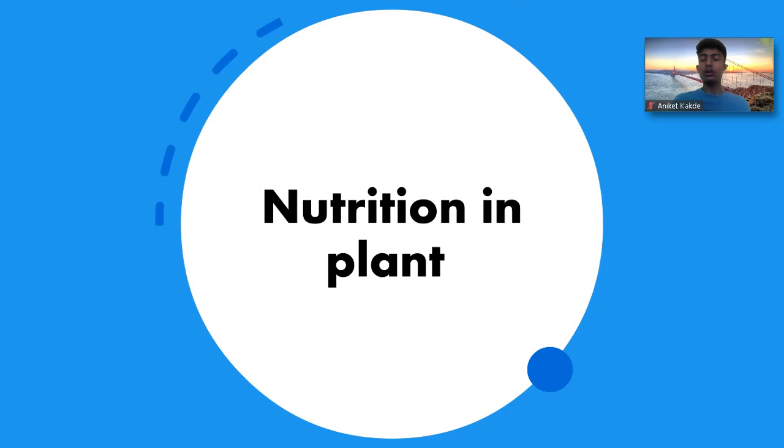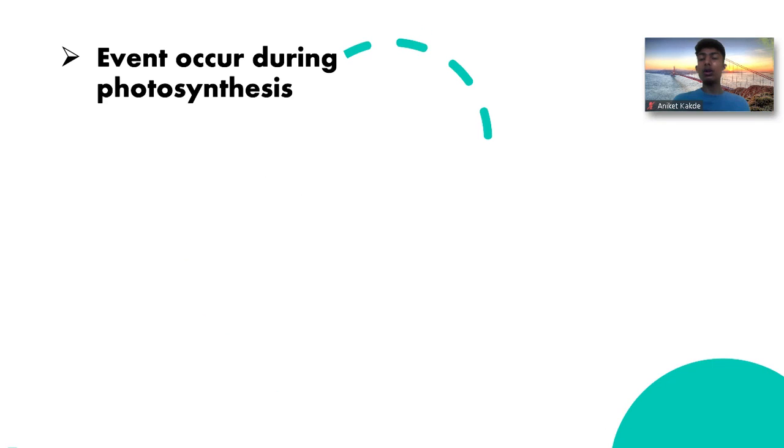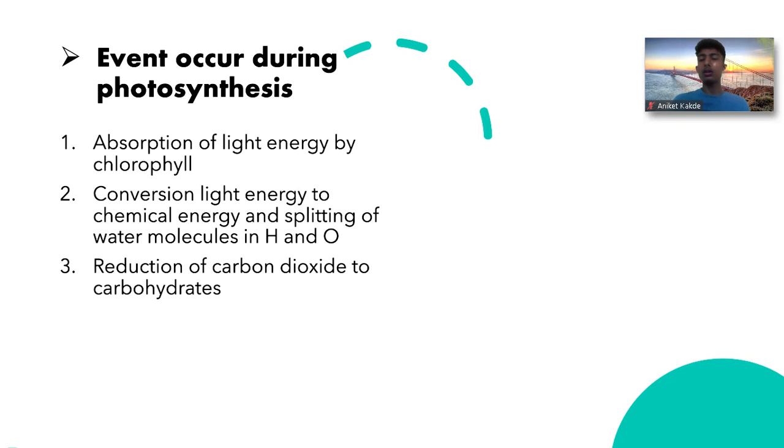Now we will see nutrition in plants. Events occurring during photosynthesis. What events occur during photosynthesis? First, absorption of light energy by chlorophyll; conversion of light energy to chemical energy and splitting of water molecules into H and O; and reduction of carbon dioxide to carbohydrate.